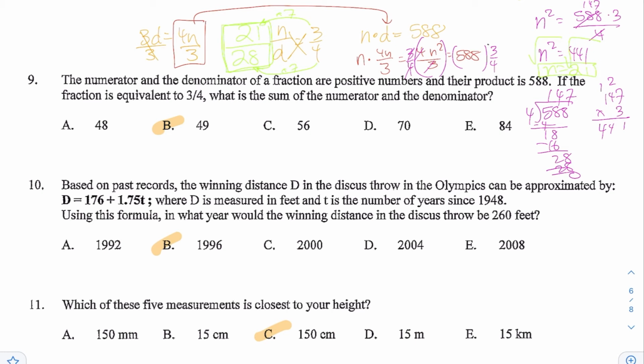So once you know the entire fraction 21 over 28, then you can do the sum of the numerator and the denominator by just adding 21 plus 28, and you get 49. Choice B.